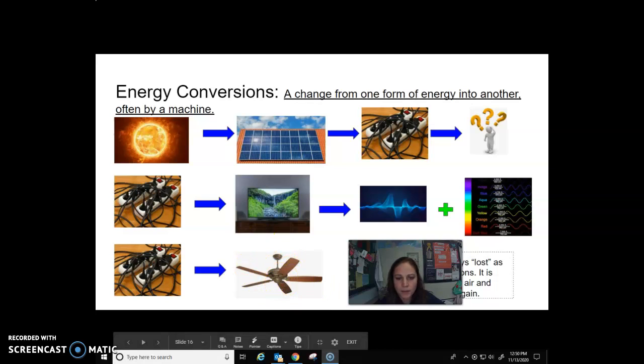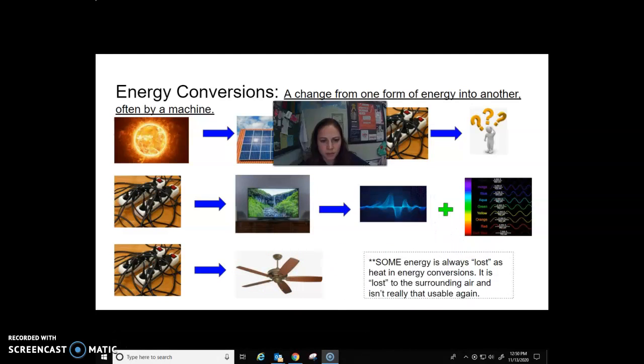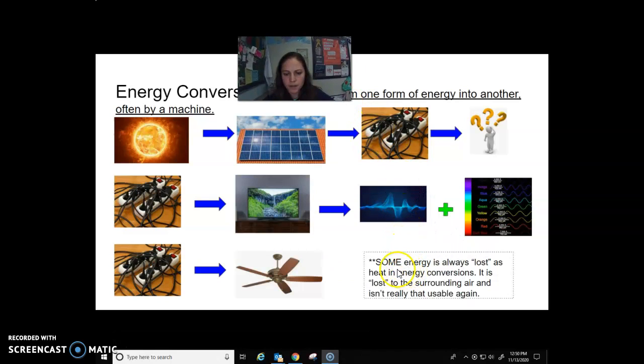One final note: some energy is always, quote, lost as heat when energy is converted from one form into another. We say it's not actually lost. It's not like it doesn't exist. But it's lost to the surrounding air and isn't really that usable again. Now, there have been some inventors trying to capture some of that heat and basically funnel it back into the machine, but it's really hard to do that.